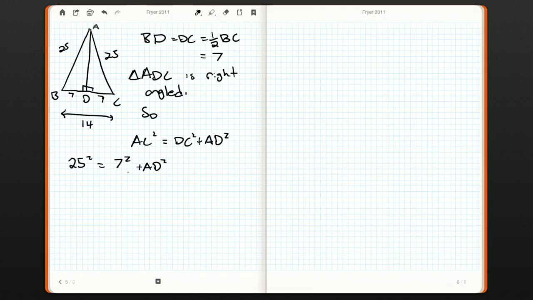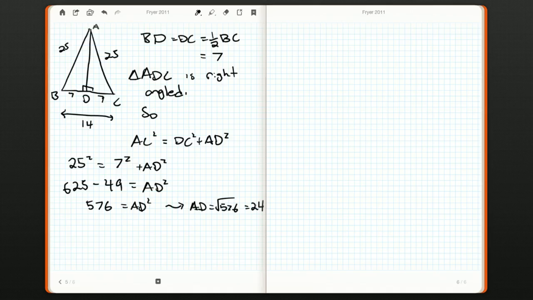So 25 squared, so 625, minus 7 squared, that's 49, is AD squared. Well, 625 minus 49, that's going to be exactly 576. So AD is the square root of 576, which, wouldn't you know it, is 24. Altitude is 24.